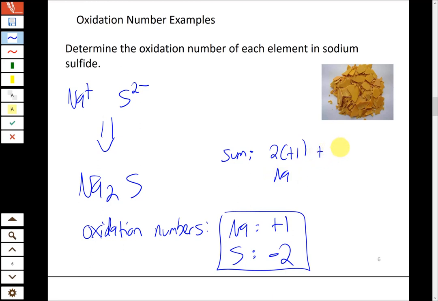And then we have 1 sulfur in the formula that has an oxidation number of -2, and those add up to 0 as they should. So it's important to recognize and realize when you're assigning oxidation numbers, they apply to every atom in the formula.